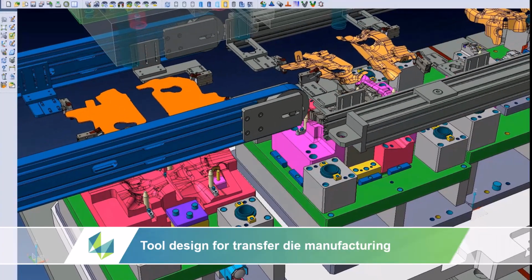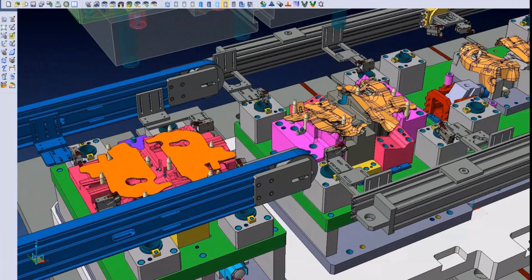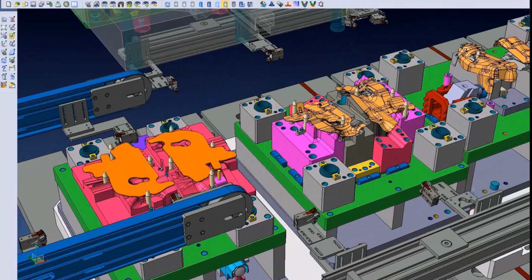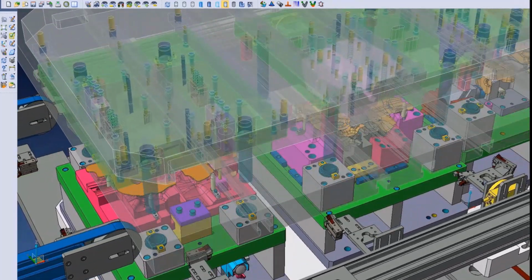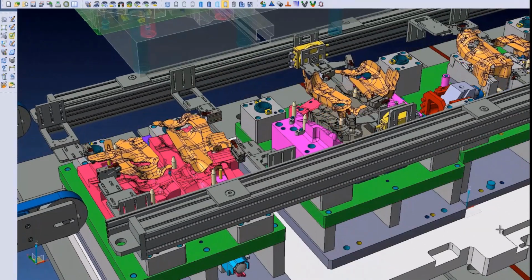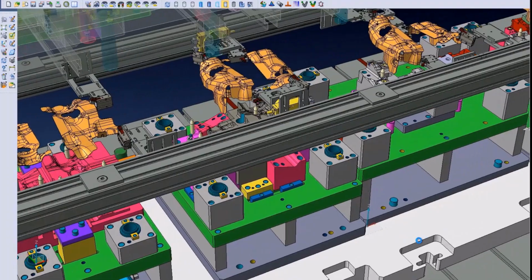In transfer die stamping, rather than feeding the metal part through a series of stations, a mechanical transport system transfers the part from station to station. The initial blank shape is first separated from the metal coil, allowing it to be freely transferred and moved through several stations that finish or partially finish the part or parts.